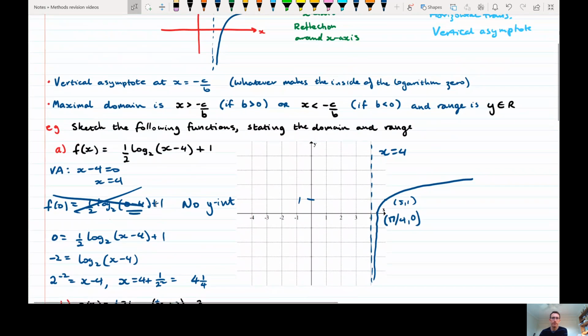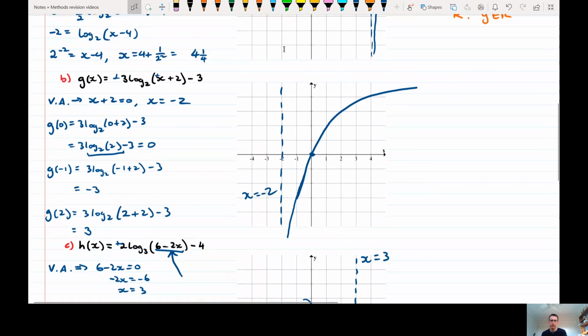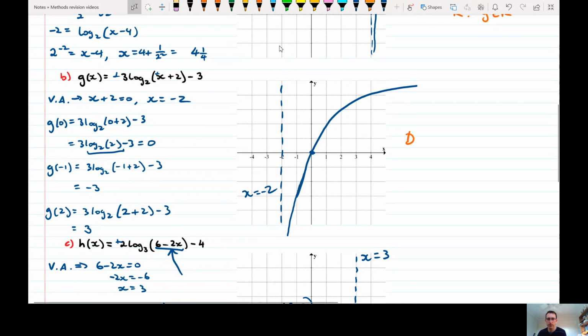Last thing, we want domain and range of each one. So the domain of the first one is bigger than 4. We can see that. And the range is no restriction. So it's going to be all real values for y. The domain of this one, well, it's everything bigger than -2, because that is our asymptote. And again, there's no restriction, so the range is again going to be y is all real values.